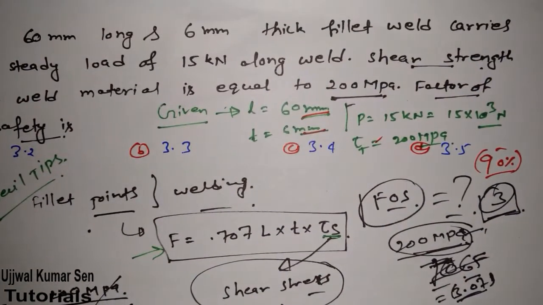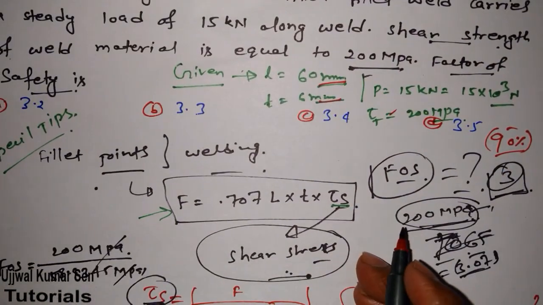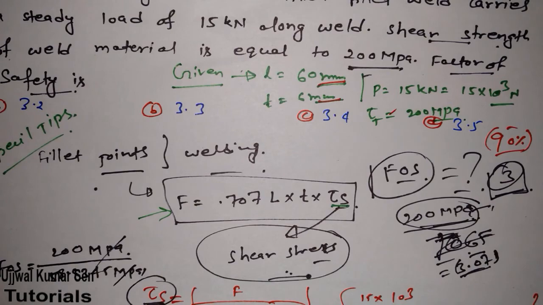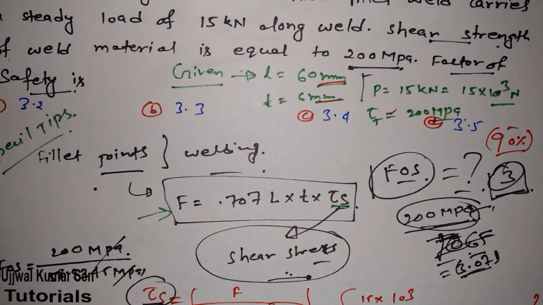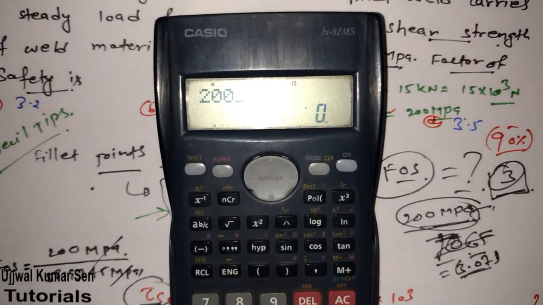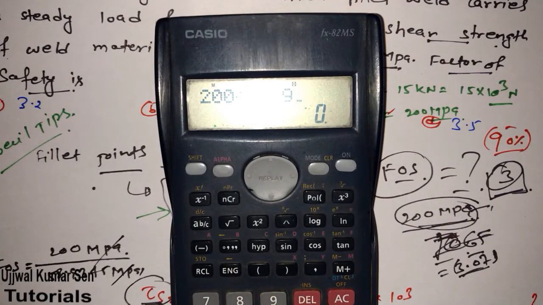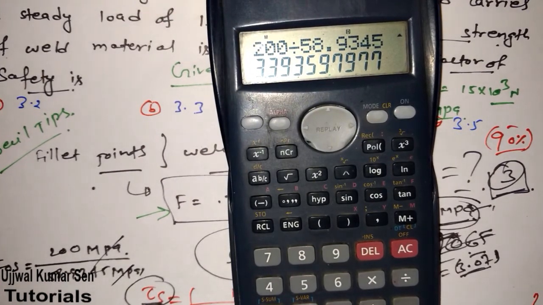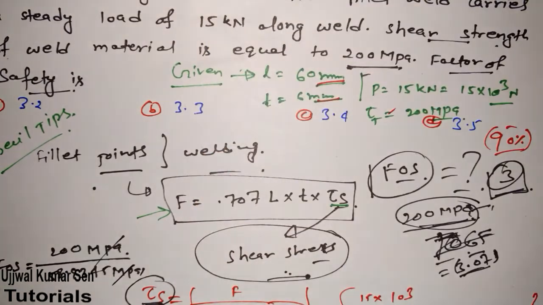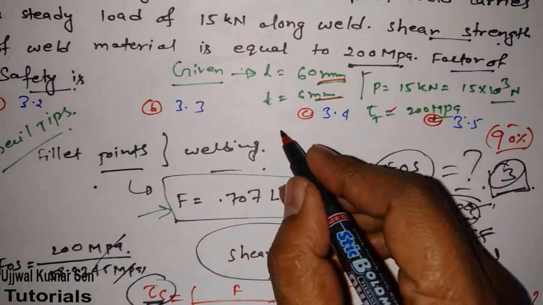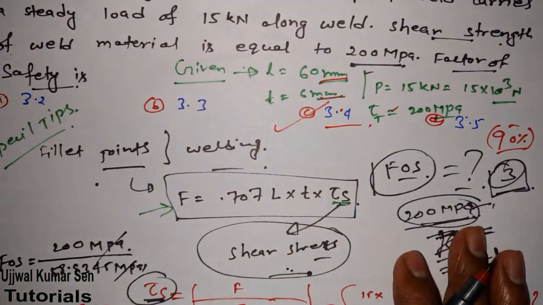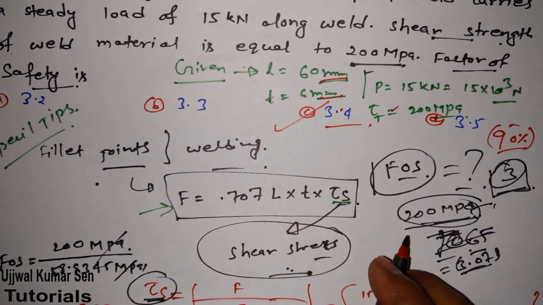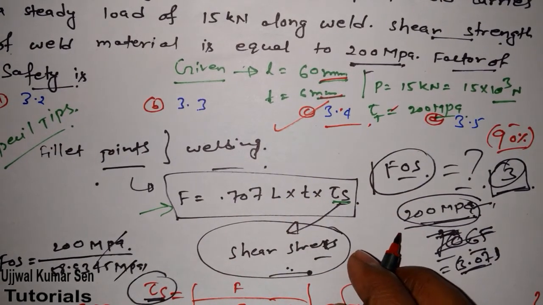So we have to look at the options given. Let's revise again, 200 divided by 58.9345. Actually, I have taken the options myself. It's 3.39, which means about 3.4. So option C is the right option, as we have calculated using the calculator, right?